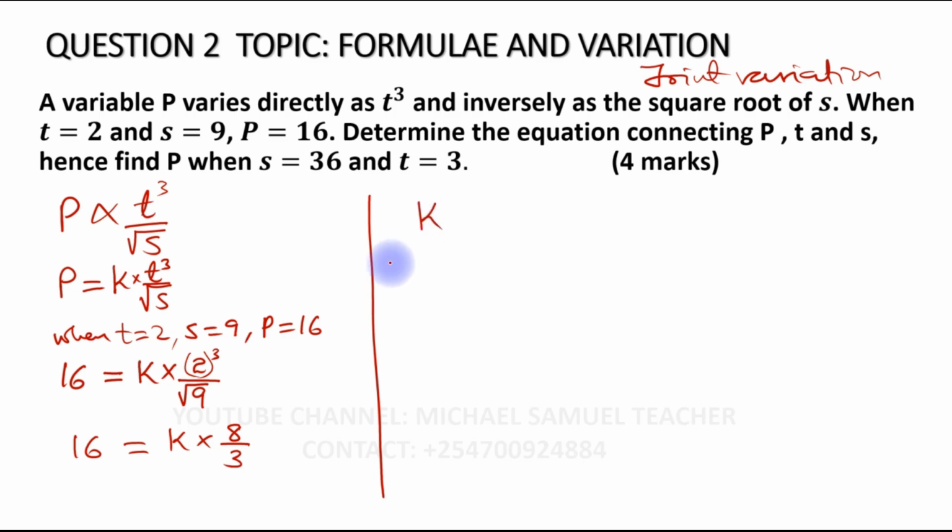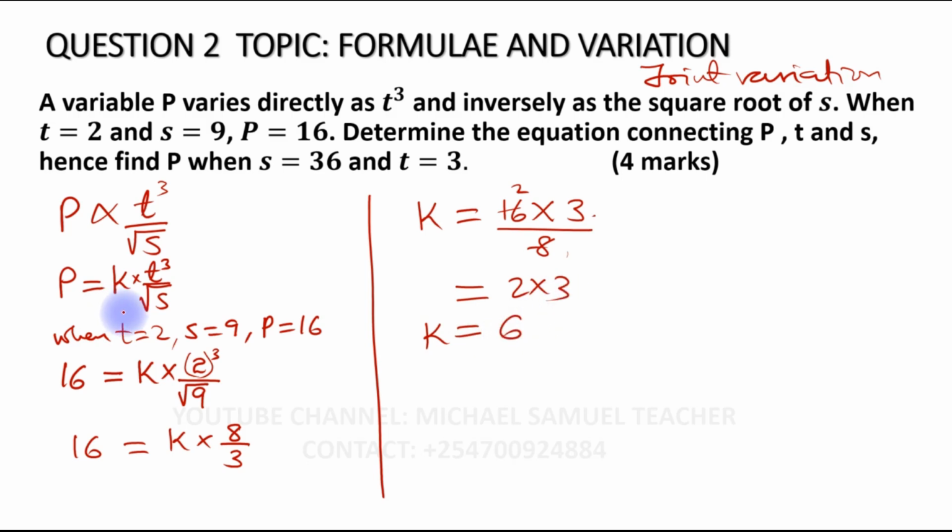So k will be equal to, multiply both sides by 3. So we shall have 16 times 3. Then we divide through both by 8. Therefore, by 8 1, by 8 2. So 2 times 3. So therefore k is equal to 6.